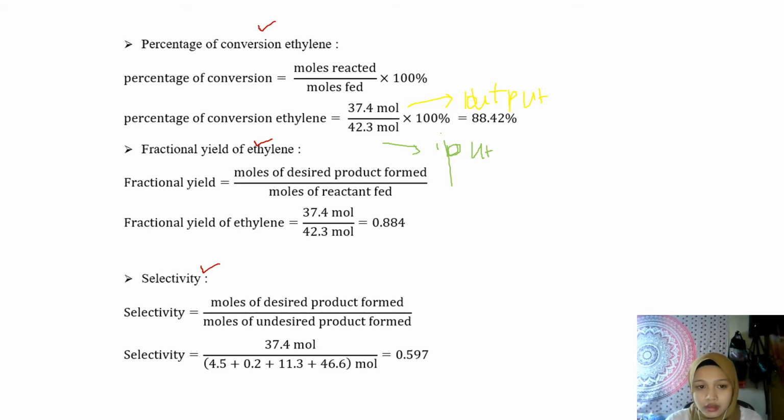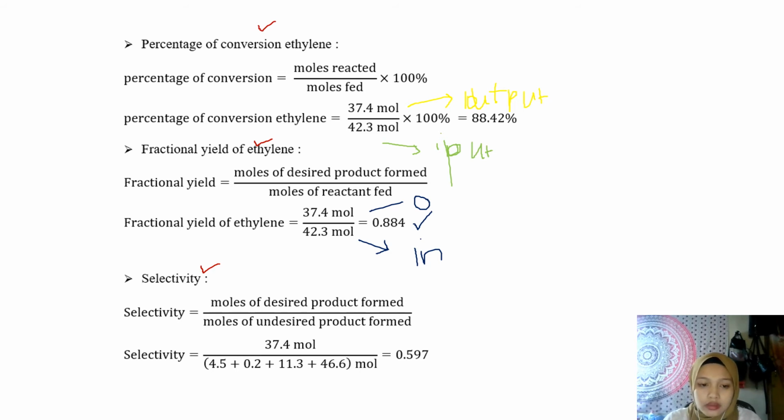And next, to find the fractional yield of ethylene, the mole of desired product formed is divided by the mole of reactant feed, which is also the number of mole of ethylene at the output divided by the number of mole of ethylene at the input. So we get the fractional yield of ethylene is 0.884.